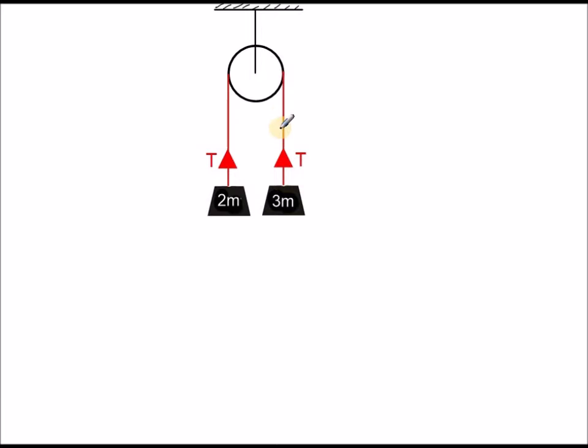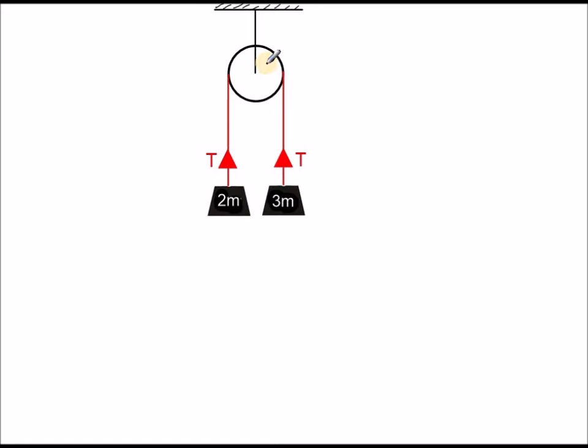It's light, so the mass of the string can be assumed to be 0, and it's inextensible, so it's not going to stretch. So we can say that the tension in the string throughout is the same. Clearly this is a larger mass than this, so we're going to expect this mass to fall downwards and this one to go upwards. So we will get the same acceleration in terms of magnitude, but in opposite directions. This one accelerates up, this one accelerates down.